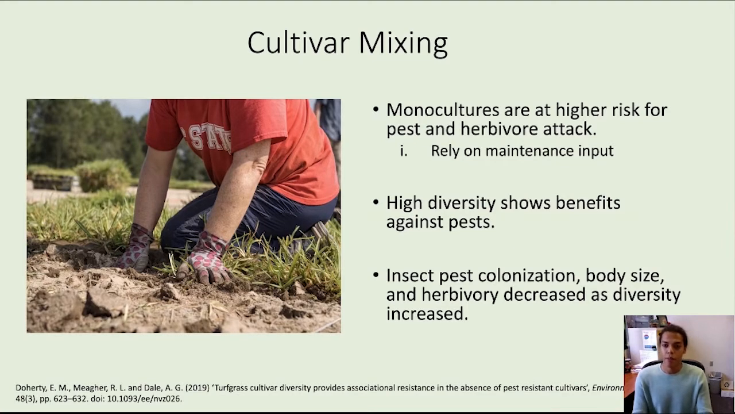So like I said before, monocultures run a higher risk for pest and herbivore attack. There have been studies that showed the larval stage of pests do have a preference for lower diversity plantings. And that means that these monocultures rely heavily on maintenance inputs. So high diversity has shown benefits against pests, and it helps decrease things like their colonization rates, the body sizes, and herbivory. Those all decrease as diversity is increased.